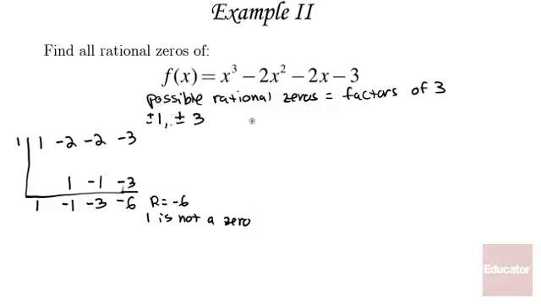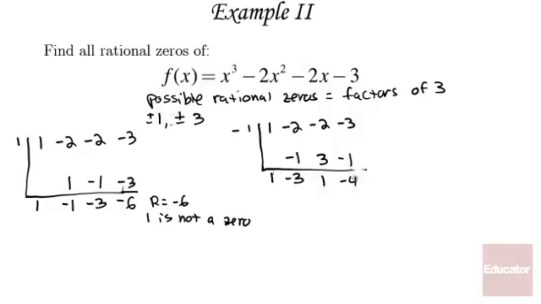Okay, now let's try negative 1 right here. Again, my coefficients are the same, 1, negative 2, negative 2, negative 3. Okay. This is going to give me 1 times negative 1 is negative 1. Negative 2 and negative 1, negative 3. Negative 3 times negative 1 is 3. Combining that with negative 2 to get 1 times negative 1. And that gives me negative 1 and negative 3, and this is negative 4. So this is not a 0.